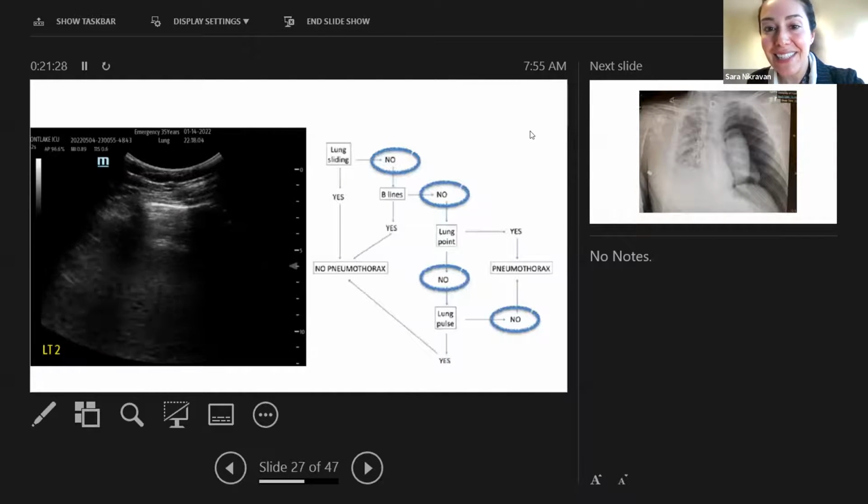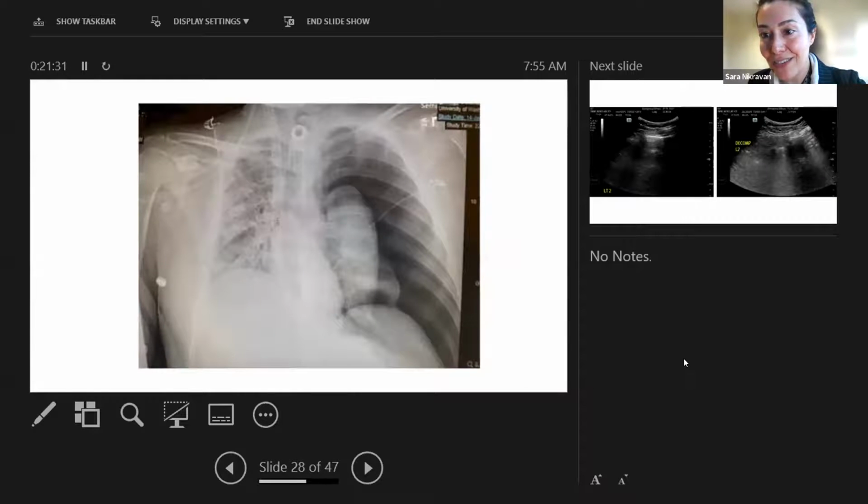So let's get a chest x-ray. It's here anyway, let's get it. And this is what his chest x-ray looked like. You can see the diseased lung from his COVID pneumonia, and he had complete collapse of his left lung and some tracheal shift over to the right. He had a tension pneumothorax.